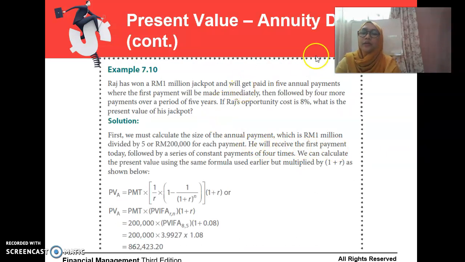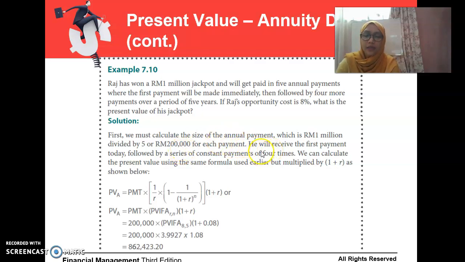Example, present value of annuity due. Raj has won a 1 million jackpot again, and will get paid in 5 annual payments, where the first payment will be made immediately, followed by 4 more payments over a period of 5 years. Immediately means starting from 0. If Raj's opportunity cost is 8%, what is the present value of his jackpot? First we have to calculate the size of the annual payment: 1 million divided by 5 years, or 200,000 for each payment.